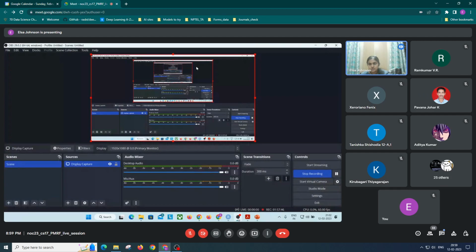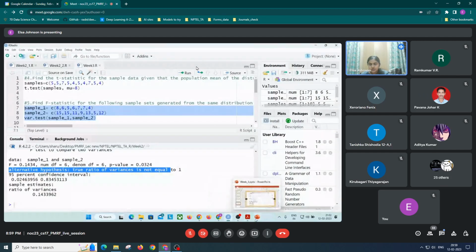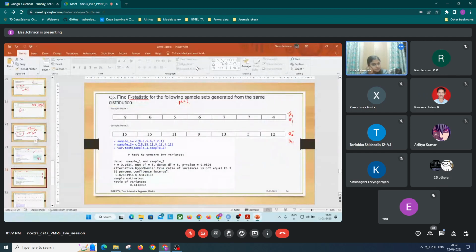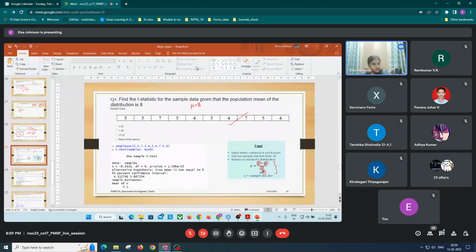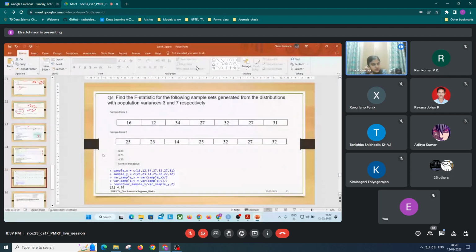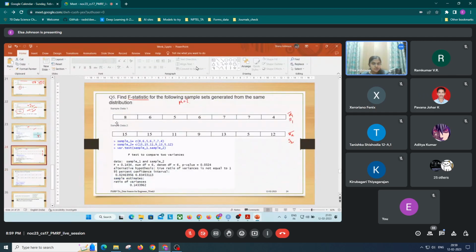Okay, so I'm just checking. Now the sixth question is: find the F statistics of the following samples generated from the distributions with the population variances given here. Okay, in the earlier case there were no population variances given.